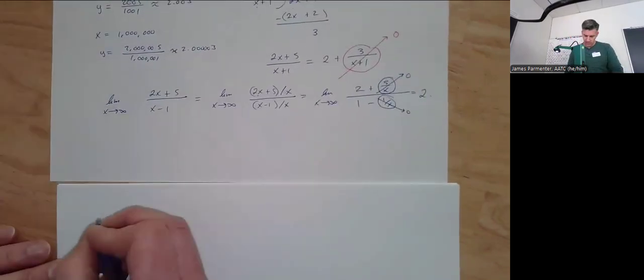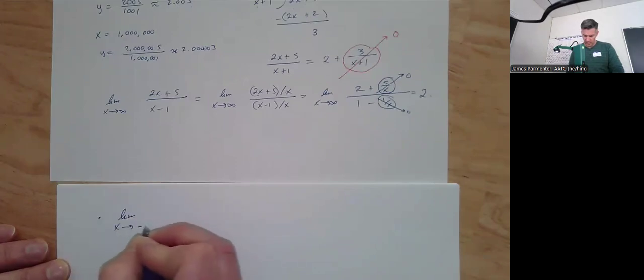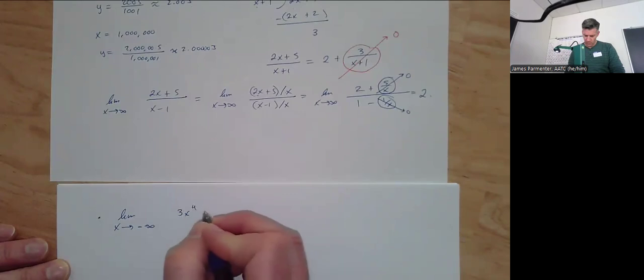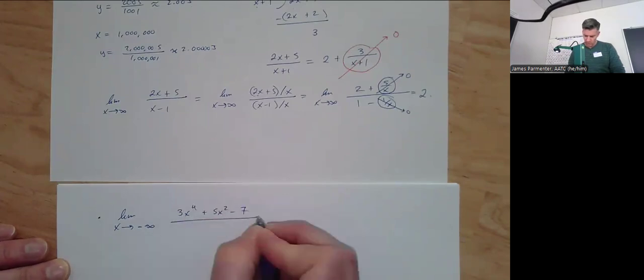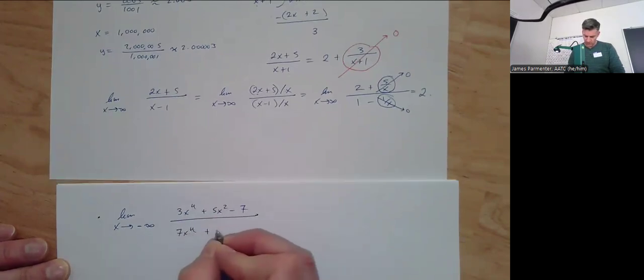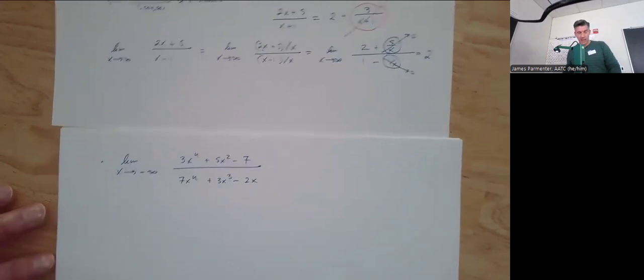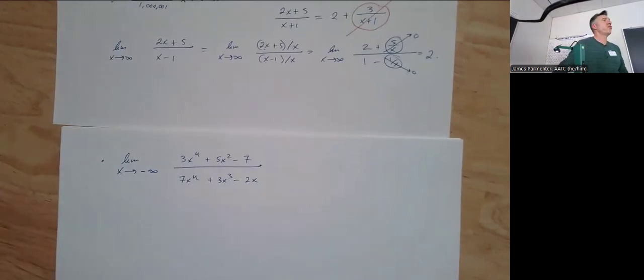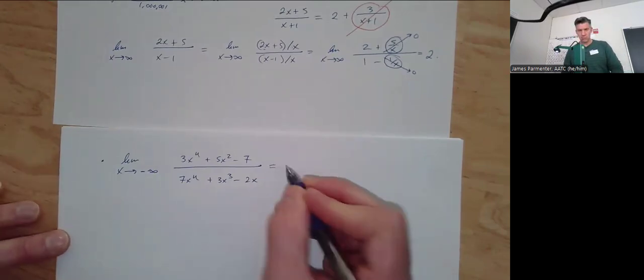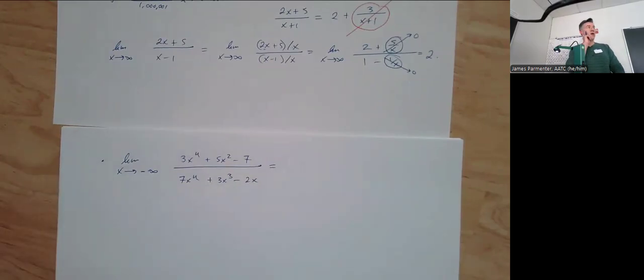In fact, why don't you all try showing the work for the next one? Find the limit as x approaches negative infinity of 3x to the fourth plus 5x squared minus 7 over 7x to the fourth plus 3x cubed minus 2x. And even though you probably already know what the answer is, practice showing the work. Divide everything by what? X to the fourth power, the highest power of x in the denominator. Yes, I know they're the same here, but it's going to matter in a minute. Do it.